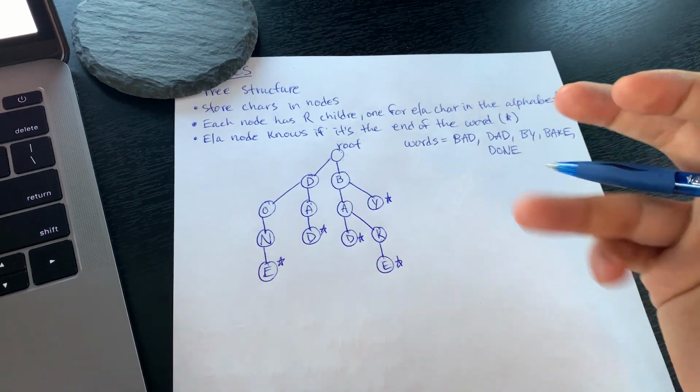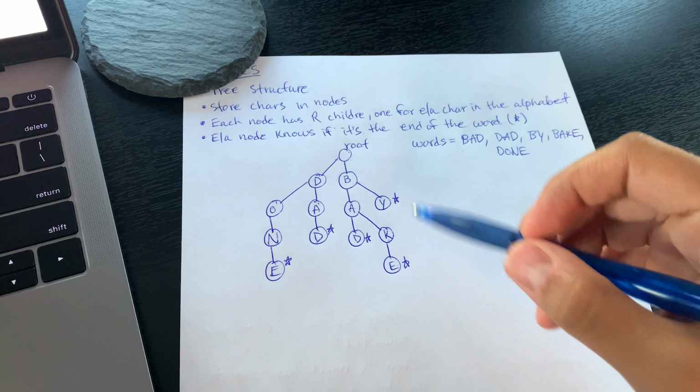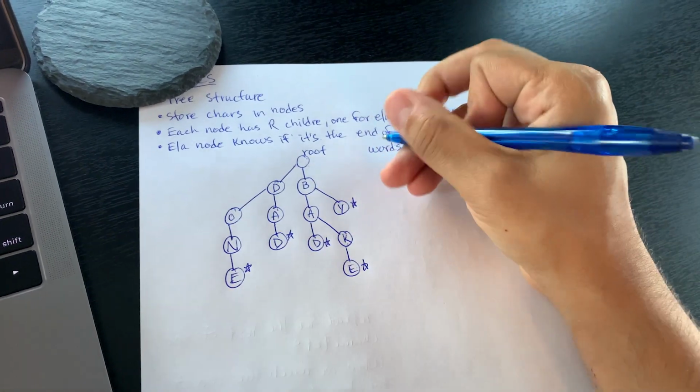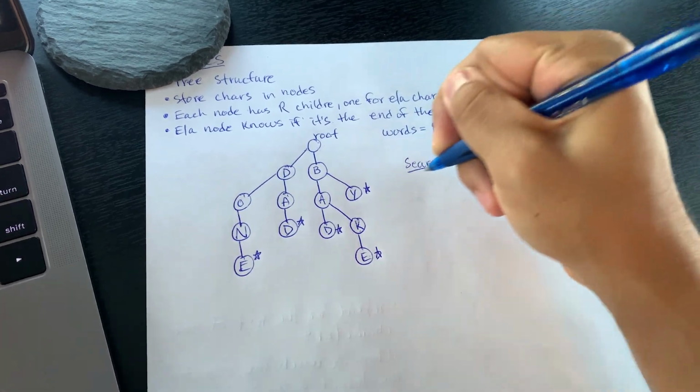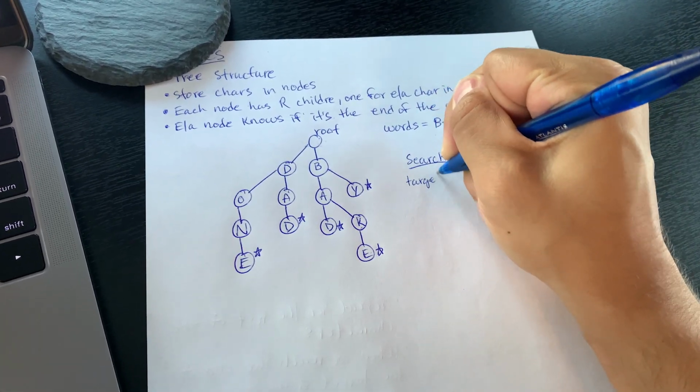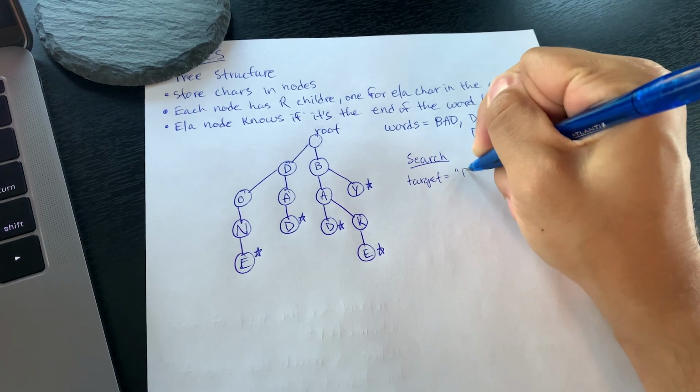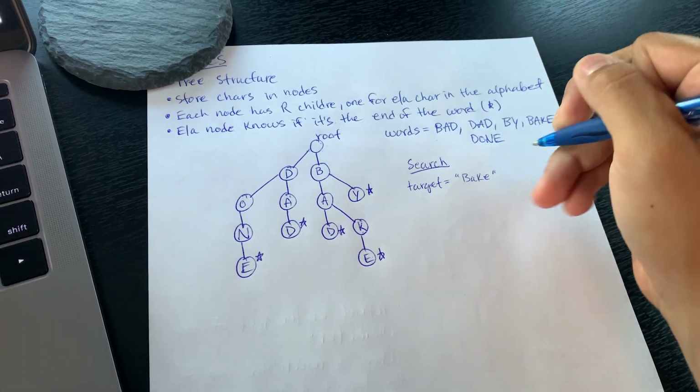Great. So now that we've talked about what exactly a trie is and how it looks, let's talk about how to perform a search operation. Okay, let's say the target word that we're looking for is bake, for example.